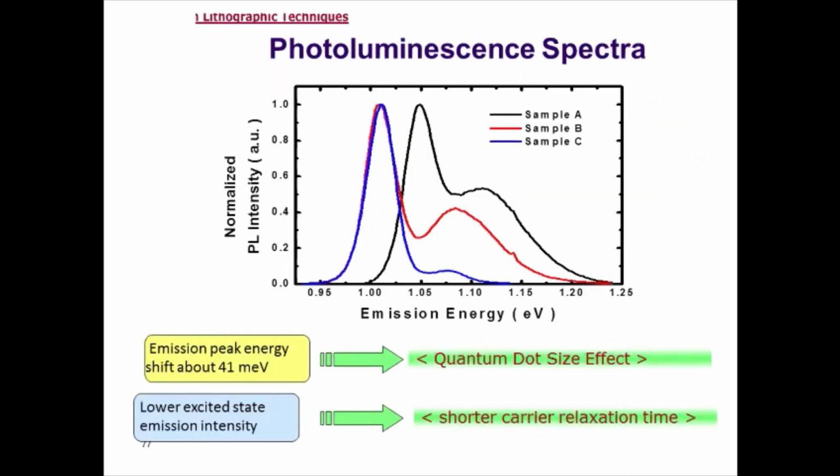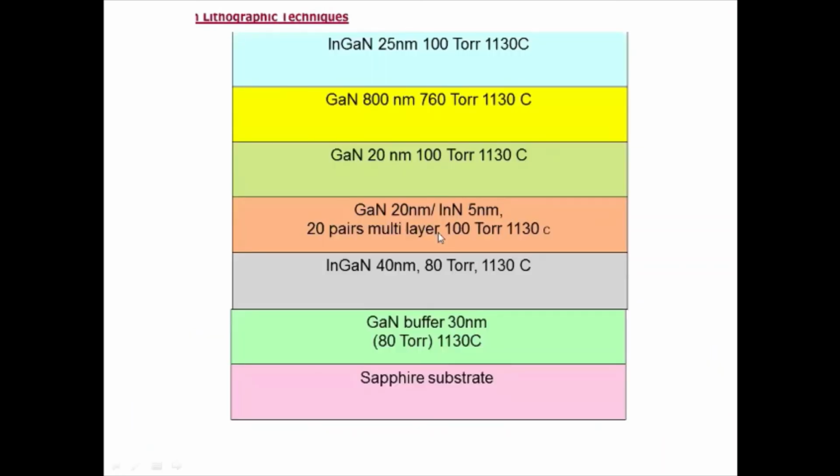Then the corresponding photoluminescence spectra, which is an essential characterization for semiconductors or semiconductor nanostructures. So you have what is called the quantum dot size effect coming into the picture. Okay. This is a typical LED structure for GaN green wavelength emission.